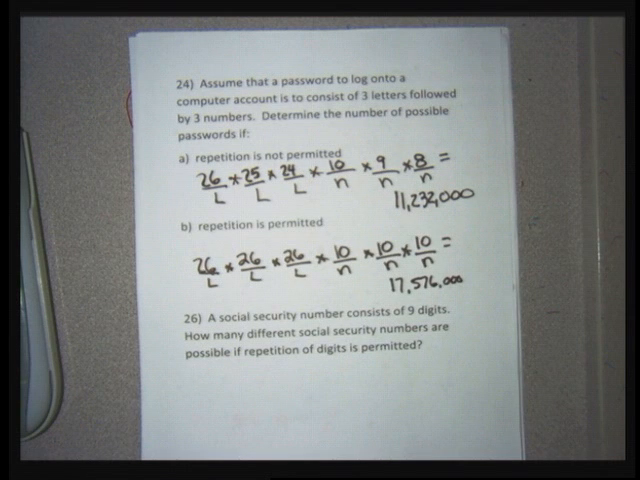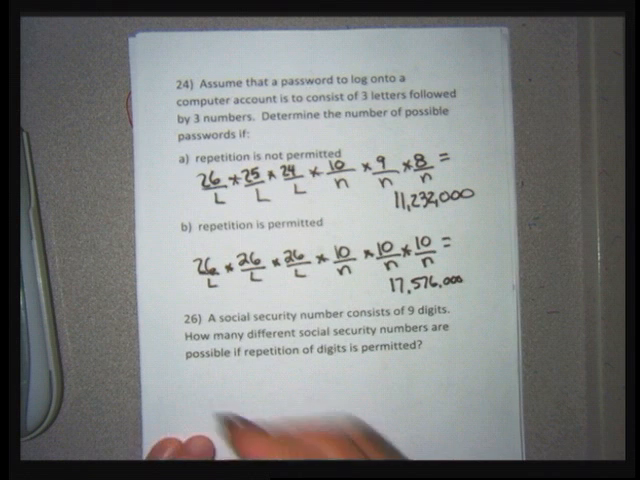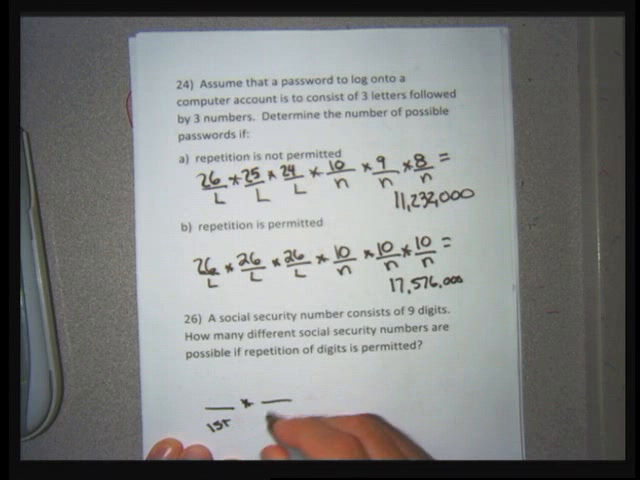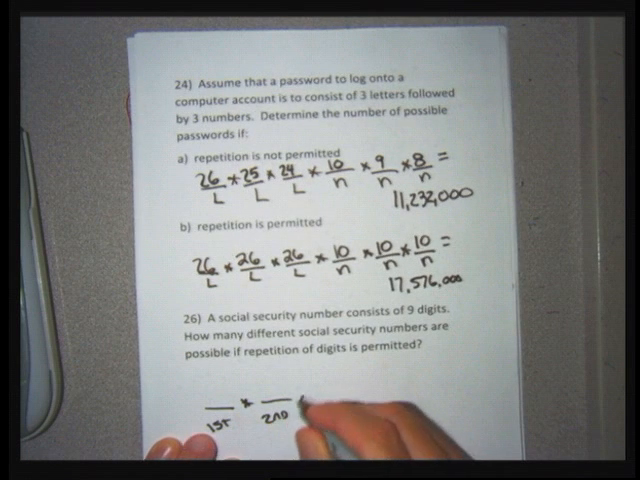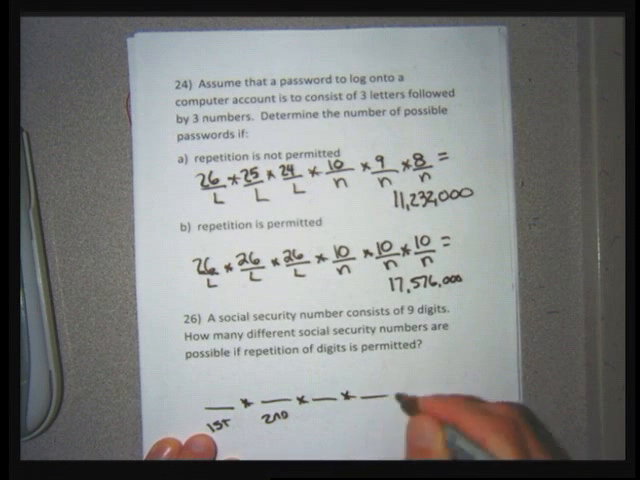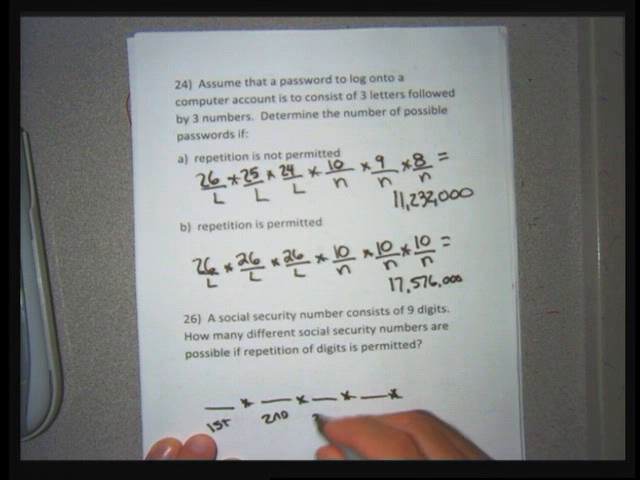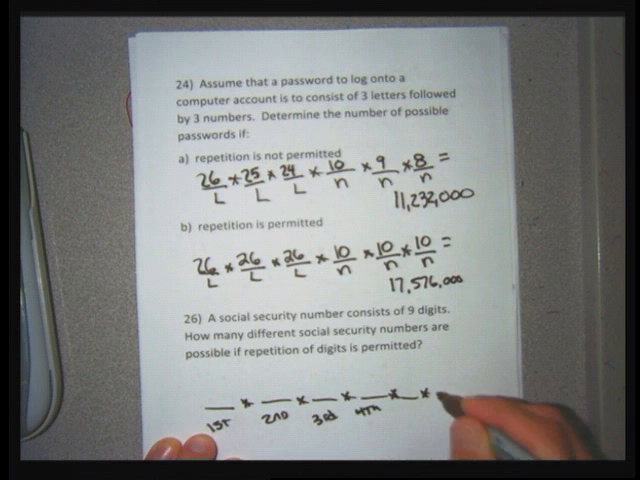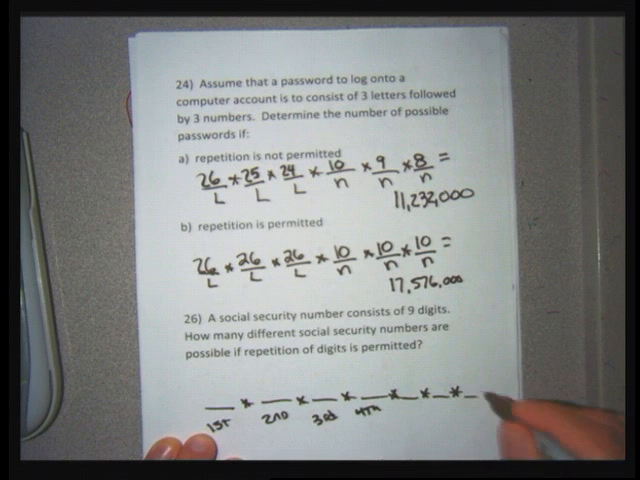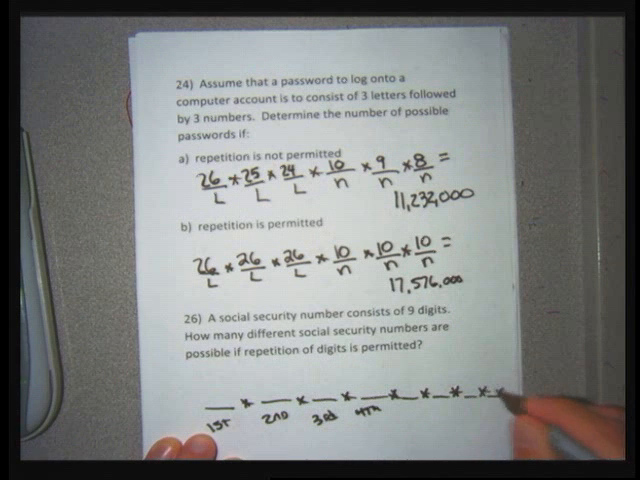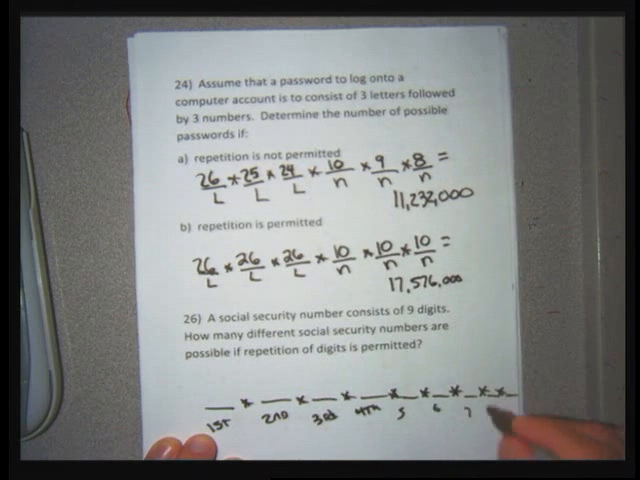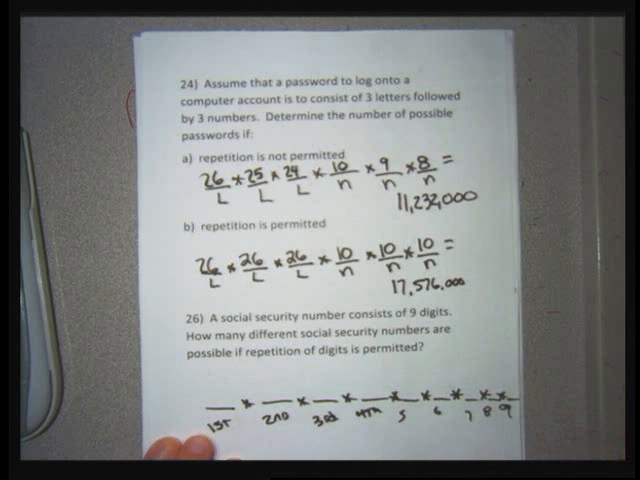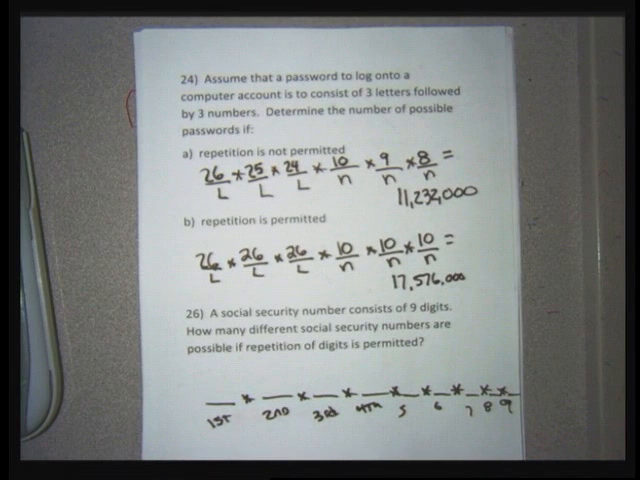This talks about making a social security number of 9 digits. So I'm going to need to place a first number, a second number, a third, a fourth, all the way to a 5th, a 6th, a 7th, an 8th, and a 9th. So there's 9 numbers that make up a social security number.